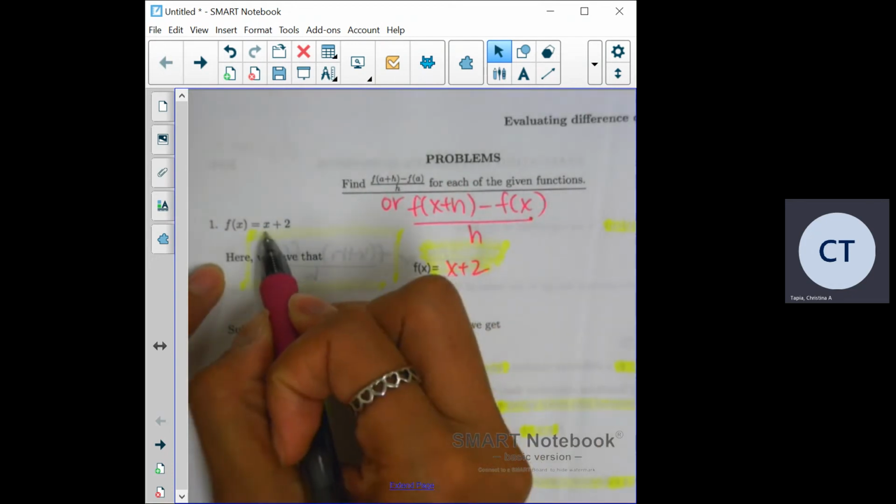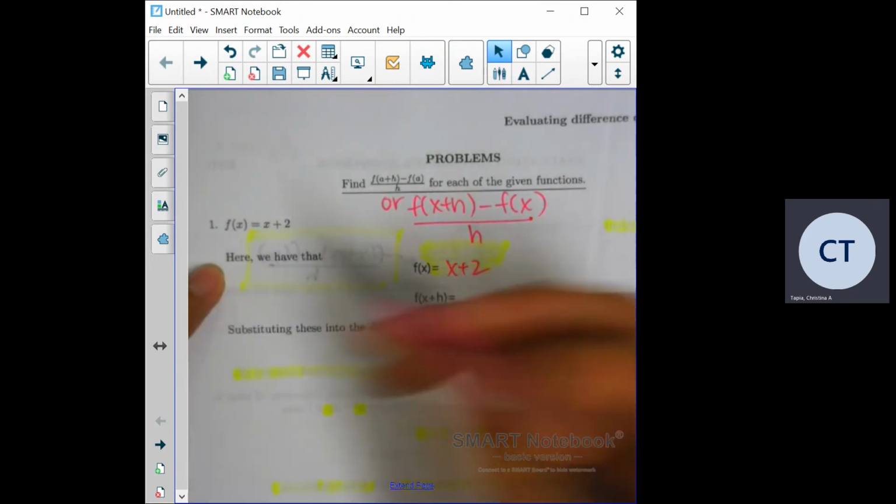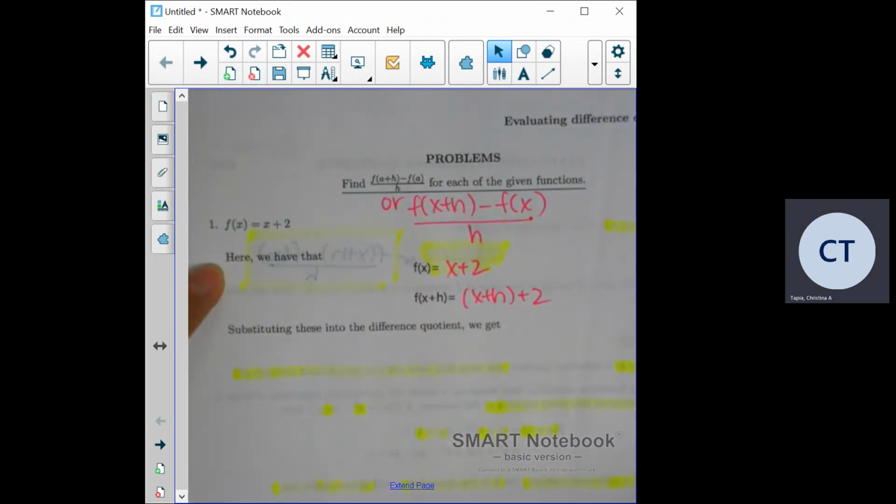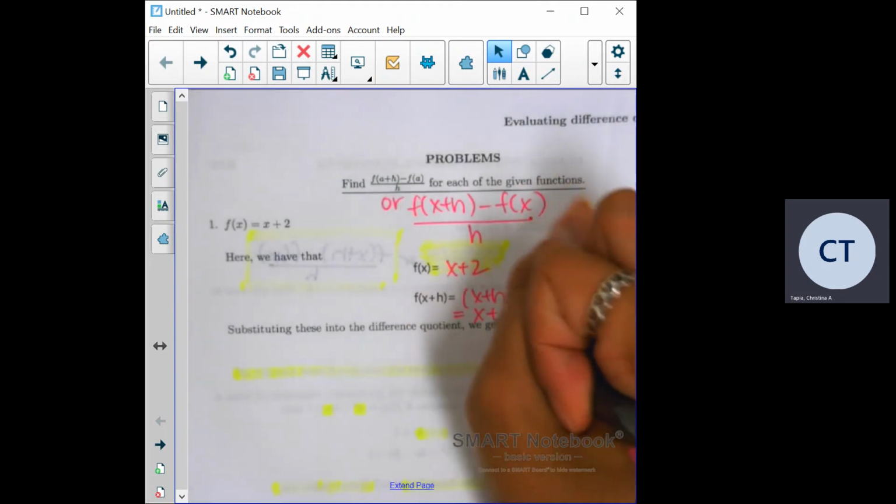Okay, well, I have x plus 2 here. So instead of this x, I'm going to substitute in an x plus h. And I always plug these in using parentheses in case something simplifies. Is anything going to simplify in the parentheses? No, so we're just going to rewrite this as x plus h plus 2.